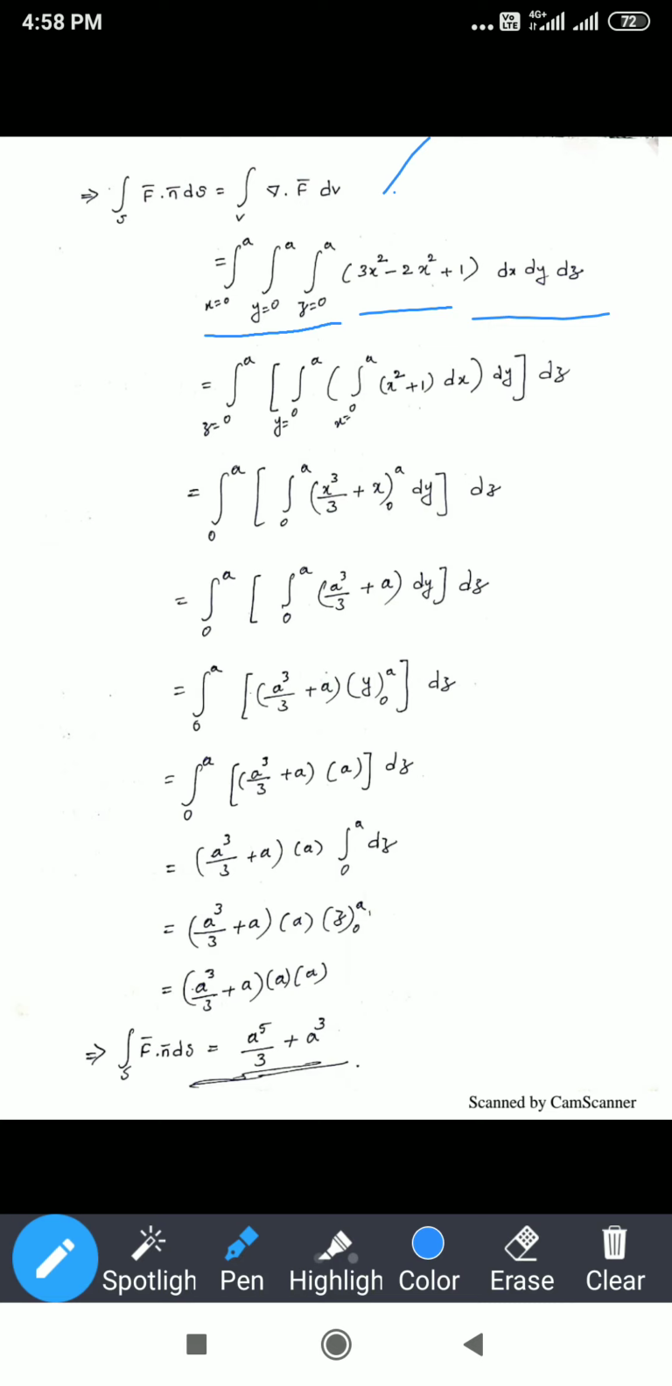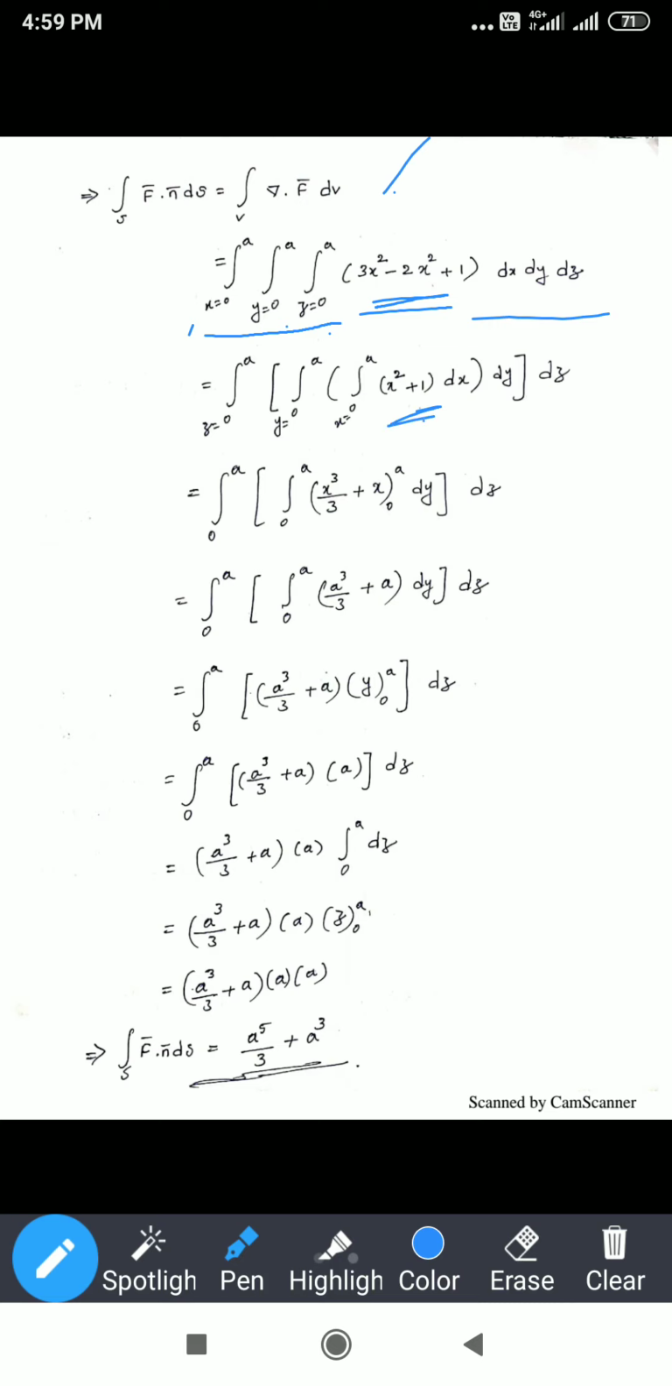So x has a lower limit 0 and upper limit a, and similarly y also has the lower limit 0 to a, and z also the lower limit is 0 and upper limit is a. Doing the simplification here, you get x square plus 1. So first do the integration with respect to x, or y, or z, because you are having all the variable limits as constant limits. First you do the integration with respect to x. Term by term you do the integration.